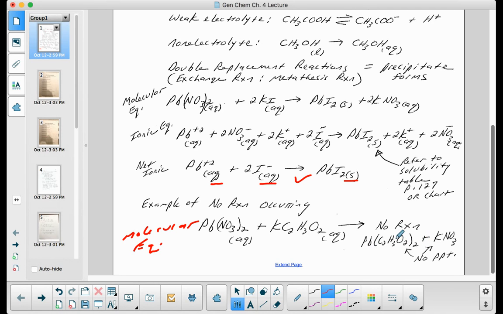If no precipitate forms, then there's really no reaction that occurs, because all I really have are these ions floating around. And now they're still just floating around. I've shown them together because this is the molecular equation. But the ionic equation would look something like this one up here, but there would be no precipitate as I have in this one. I'm going to stop there.